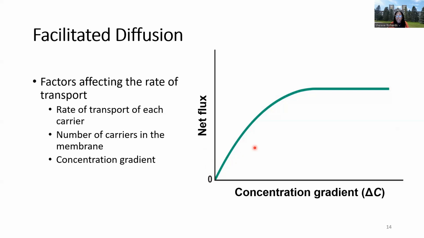So the rate of transport of each individual carrier and the number of carriers inserted in that membrane will be the limiting factor. The curve is linear to a point, but as soon as we max out those transporters, the curve becomes a straight line, and we no longer see that a higher concentration gradient results in a higher rate of net flux, because the limiting factor here is the transporters.